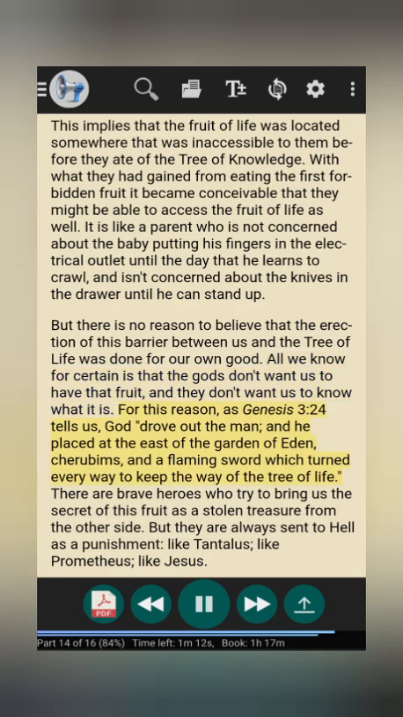For this reason, as Genesis chapter 3 verse 24 tells us, "God drove out the man, and he placed at the east of the Garden of Eden cherubims and a flaming sword, which turned every way to keep the way of the tree of life." There are brave heroes who try to bring us the secret of this fruit as a stolen treasure from the other side. But they are always sent to hell as a punishment, like Tantalus, like Prometheus, like Jesus.